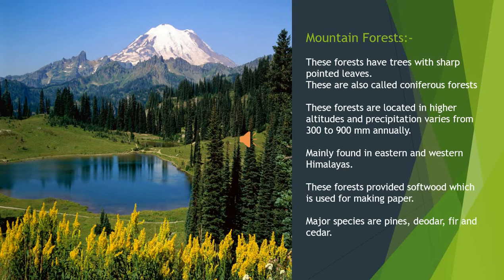Next is mountain forest. Mountain forests are those forests which have trees with sharp pointed leaves. These are also called coniferous forest. These forests are located in higher altitudes and precipitation varies from 300 to 900 millimeter annually. Mainly found in eastern and western Himalayas. These forests provide softwood which is used for making paper. Major species are pine, deodar, fir and cedar, etc.